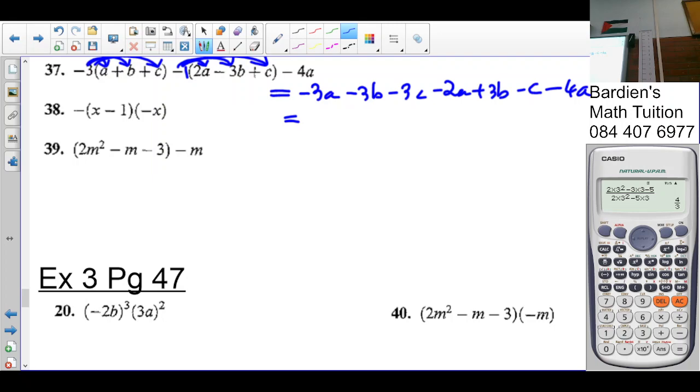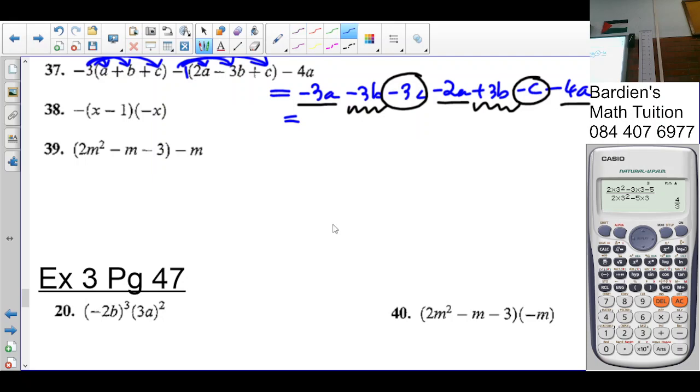We look for like terms. Negative 3a, minus 2a, minus 4a. Minus 3b, plus 3b. Minus 3c and minus c. Not so?